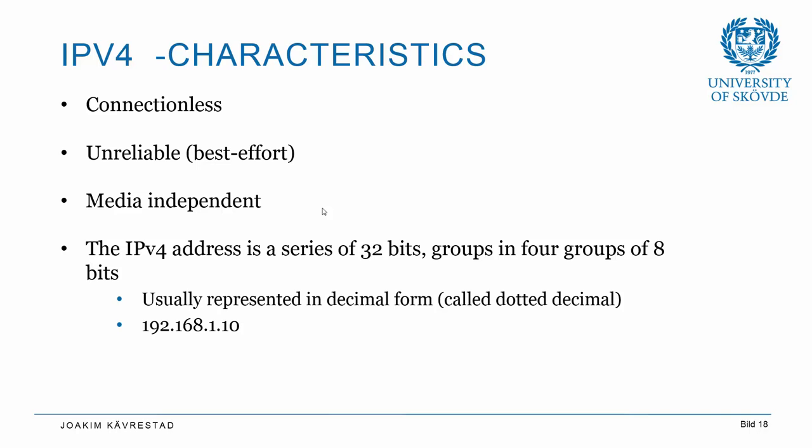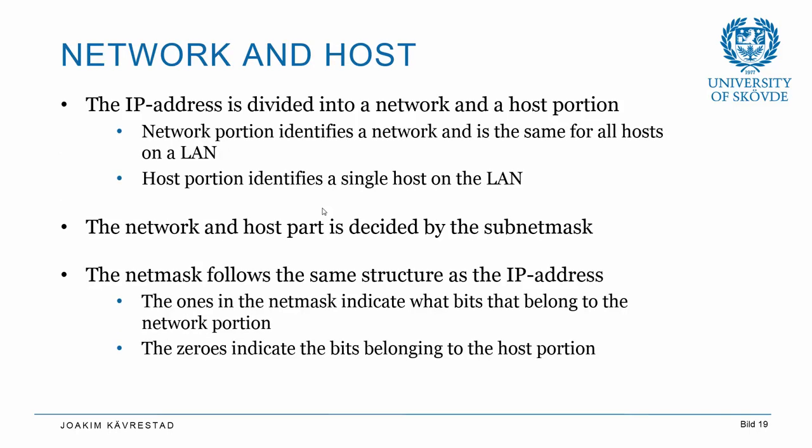And the structure of the IP address is a series of 32 bits, usually grouped in 4 groups of 8 bits. And you usually represent it in a decimal form that we call dotted decimal, such as 192.168.1.10. Talking more about the IP address, the IP address is divided into 2 parts actually. First we have a network portion that identifies a network, and the network portion of the IP address is the same for all hosts on the local area network. Then we have the host portion that identifies a single host on that local area network.